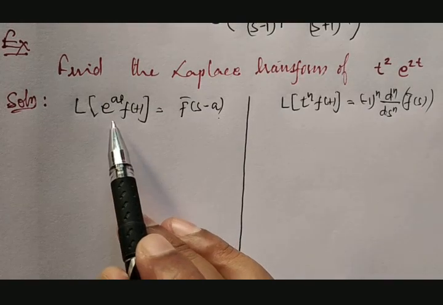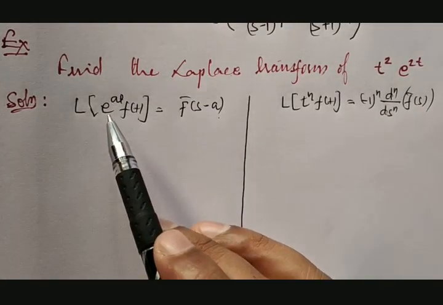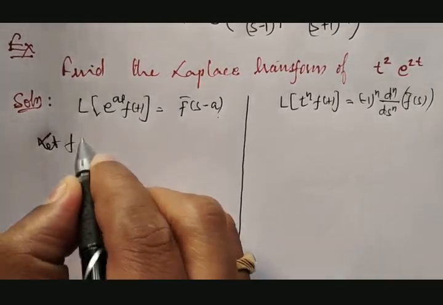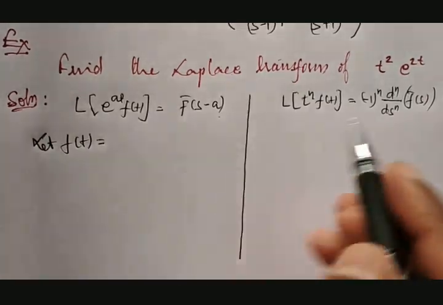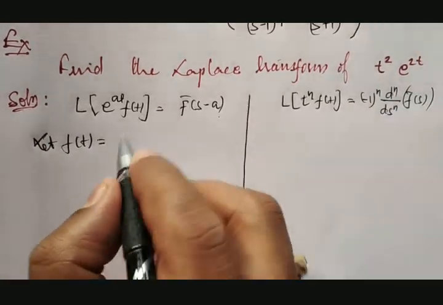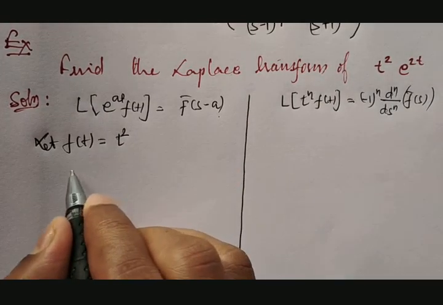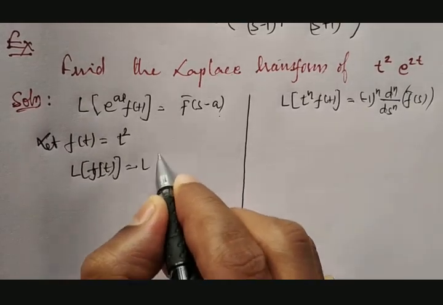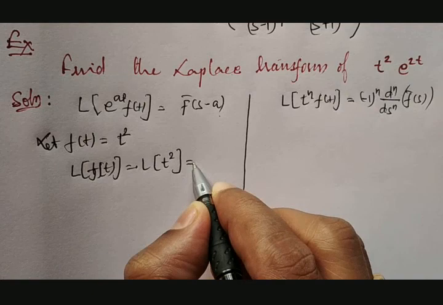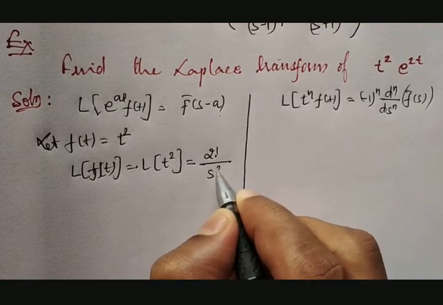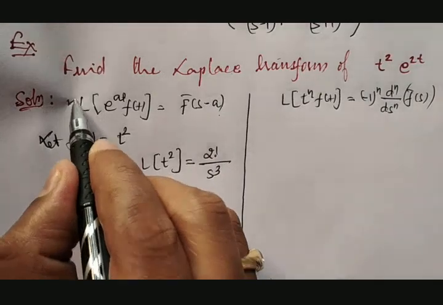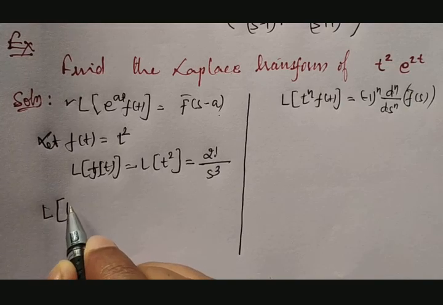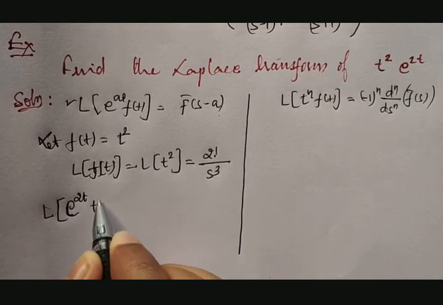In this case, the term which is multiplied with exponential, the other term will be treated as f of t. So I will be taking f of t is equal to other than exponential. Other than exponential is what? T square. Then we know that Laplace transformation of this f of t, which is nothing but Laplace transformation of t square, is equal to 2 factorial divided by s cube. Fine. As per the shifting property, then Laplace transformation of e raised to 2t into t square.